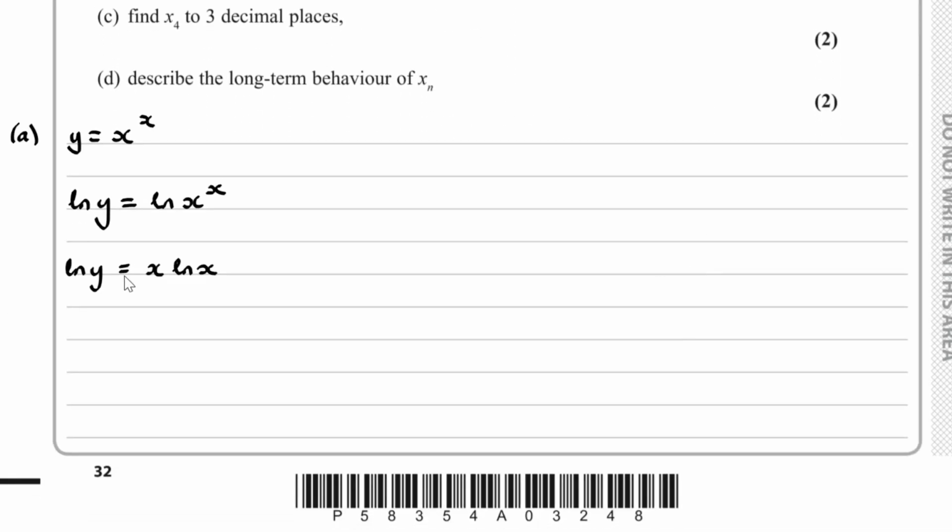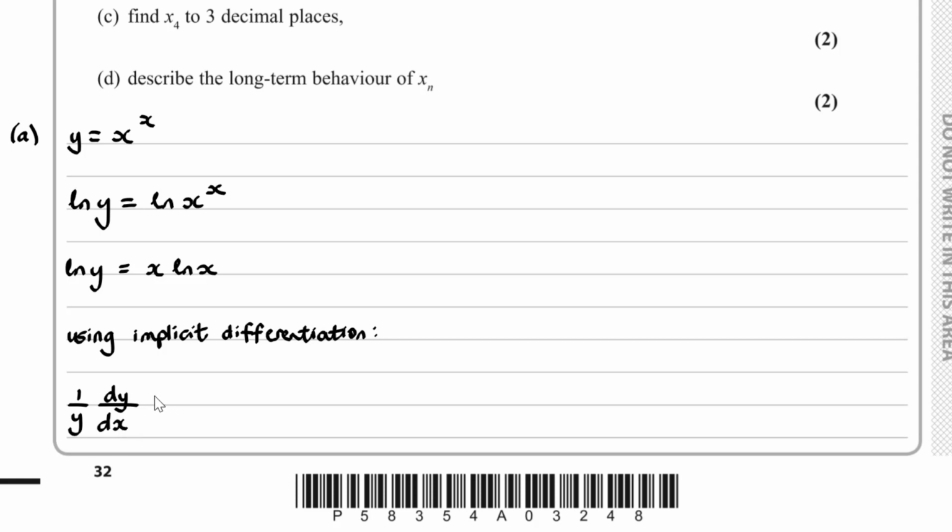So, for us to differentiate this, we have something involving y's and x's. We'd have to use implicit differentiation. So, using implicit differentiation, if I differentiate the natural log of y with respect to x, that would be 1 over y dy over dx.